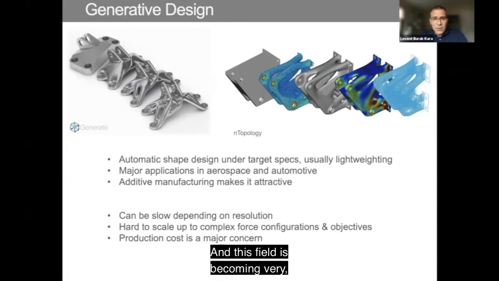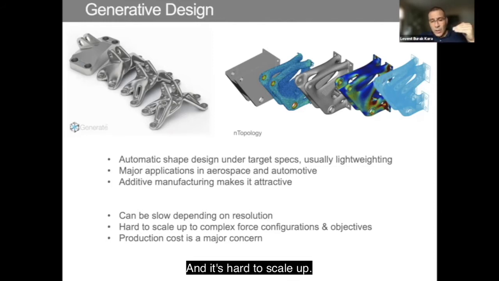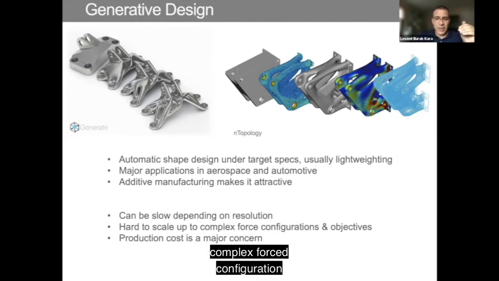And this field is becoming very, very popular with the advances in additive manufacturing. And you will see in popular science now major applications in aerospace and automotive. However, this topology optimization generative design can be very slow depending on the resolution that you're striving for. And it's hard to scale up this approach to complex force configurations and objective functions for the design process.